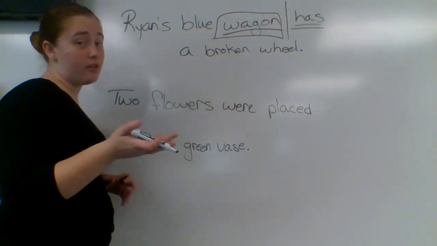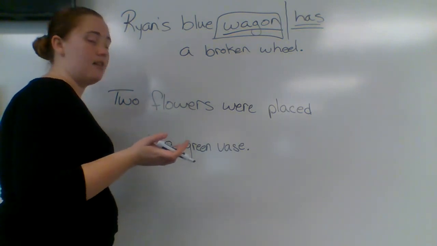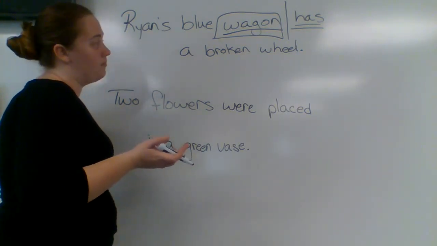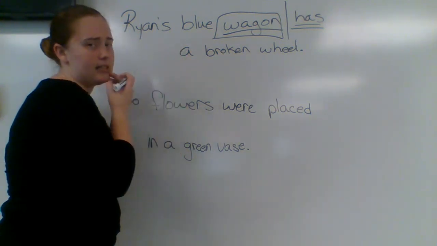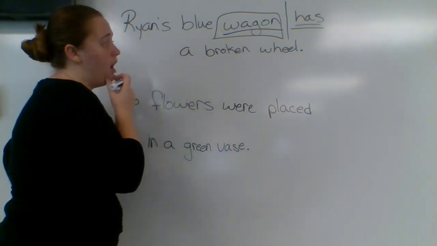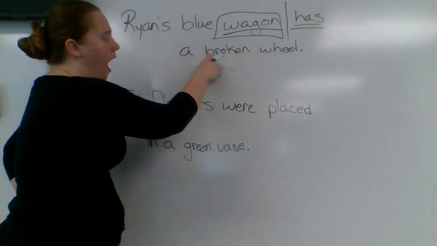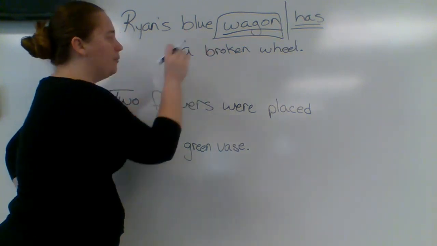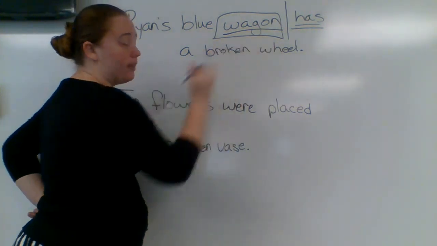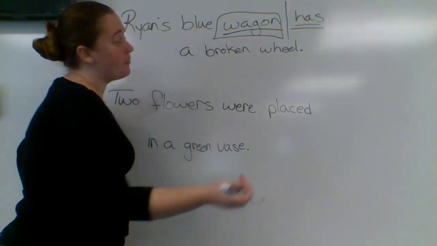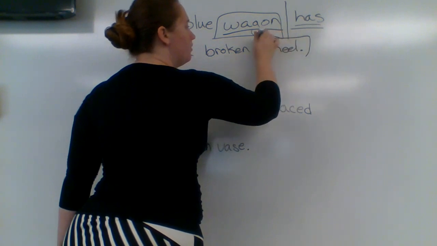And are there any other nouns in this sentence? Yes, actually. A is not a noun. Broken is not a noun. Wheel, however, is a noun, is a thing. So let's box the word wheel.